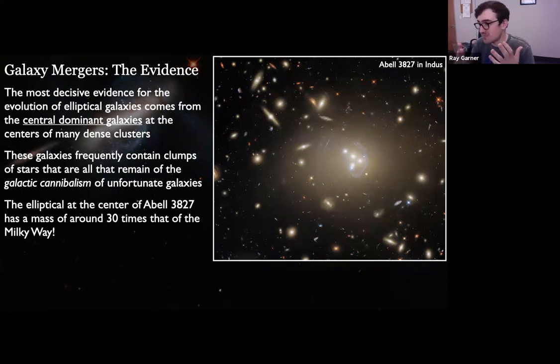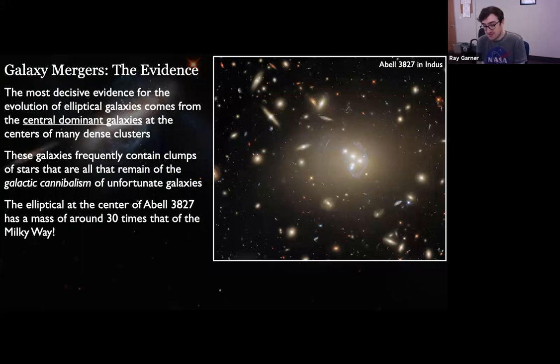These centrally dominant galaxies often have tons of clumps of stars that are the remains of galactic cannibalism of these unfortunate galaxies that simply passed too close and got swallowed up. The elliptical in this image has a mass of around 30 times that of the Milky Way. That can make them some of the most massive galaxies in the universe. So galactic cannibalism can turn spirals into ellipticals.